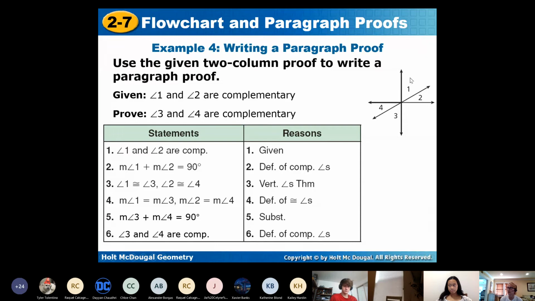Given, well, 1 plus 2 is equal to 90. That's the definition of complementary. We also know that 1 is congruent to 3 and 2 is congruent to 4 by the vertical angles theorem, which you now have. Then this next step is we're going to say that the measures are equal, which is the definition of congruent angles. Then we're going to substitute the 3 for the 1 and the 4 for the 2. And once the measurements are equal to 90, then they're complementary by definition.